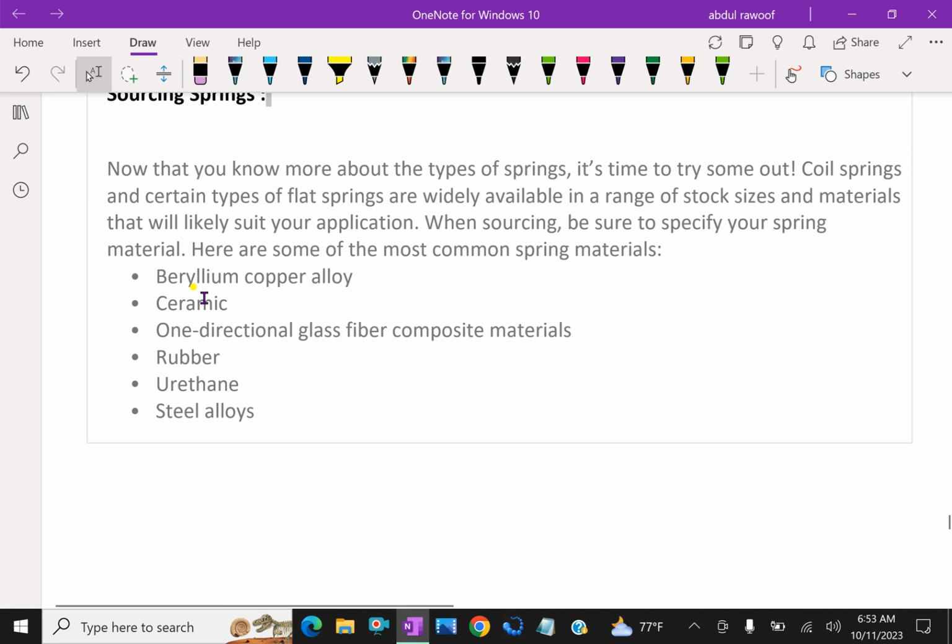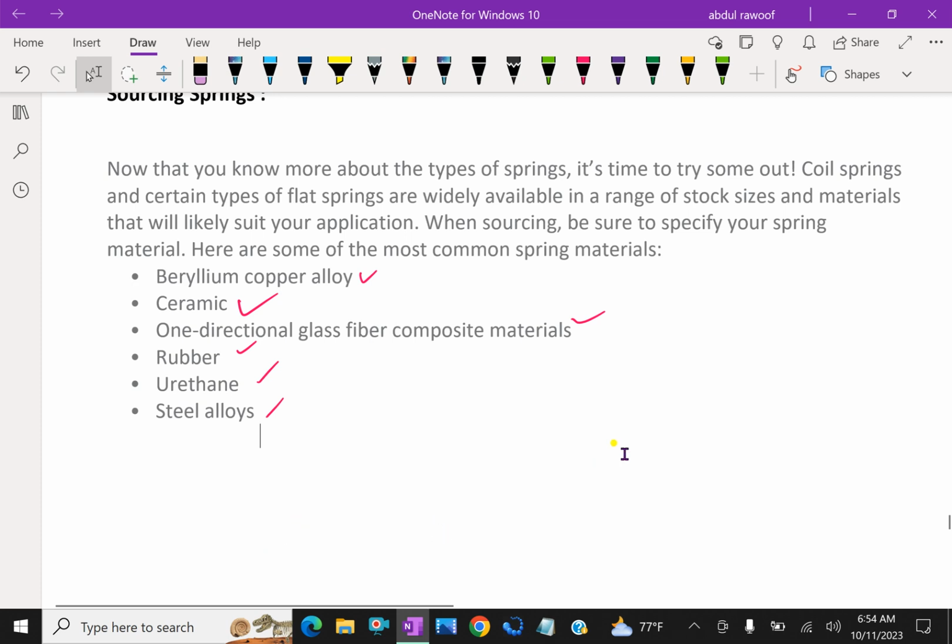Sourcing springs. Now that you know more about the types of springs, it's time to try some out. Coil springs and certain types of flat springs are widely available in a range of stock sizes and materials that will likely suit your applications. When sourcing, be sure to specify your spring material. Here are some of the most common spring materials: beryllium copper alloy, which is mostly used for manufacturing springs; ceramics; unidirectional glass fiber composite materials; rubber, urethane, and steel alloys.